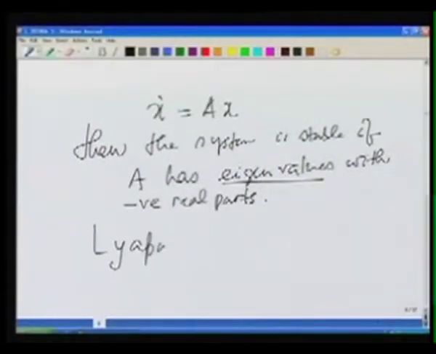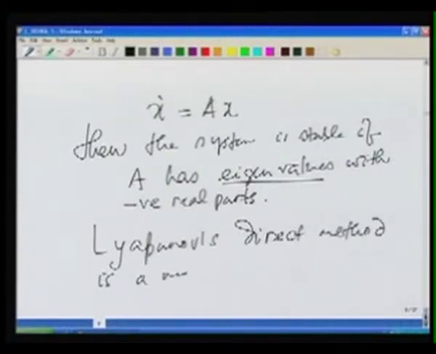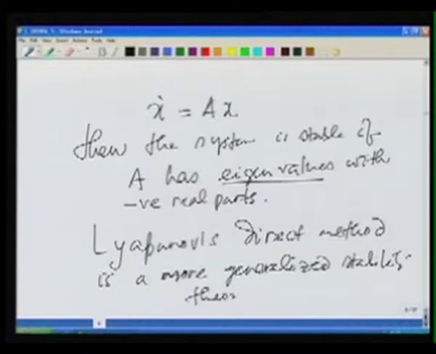So, in that sense, Lyapunov's direct method is a more generalized stability theory, because using this we can determine the stability of both linear system as well as nonlinear system. This is important. The Lyapunov direct method is a more generalized stability theory and can be applied to both linear and nonlinear system.